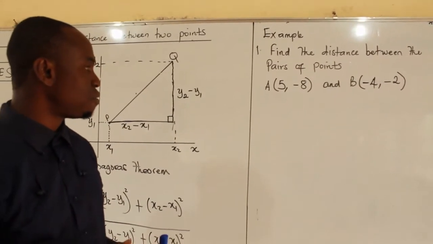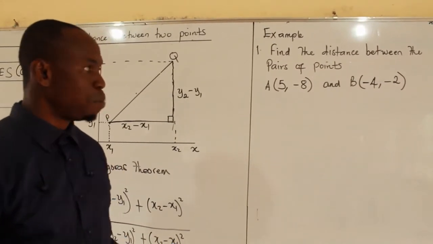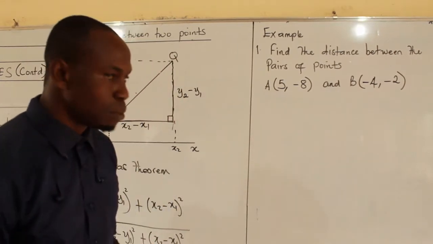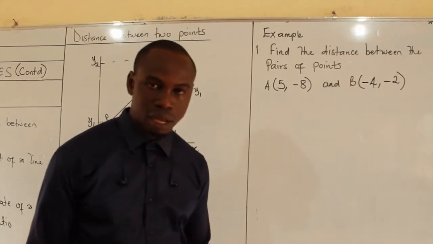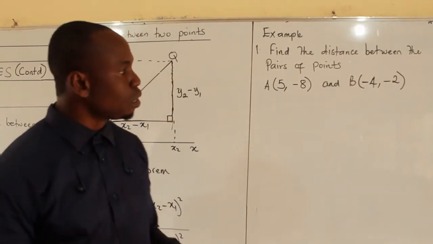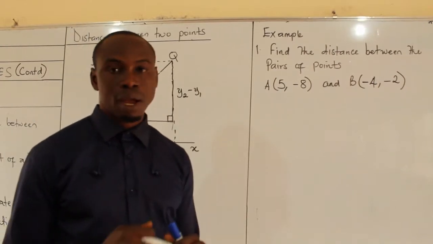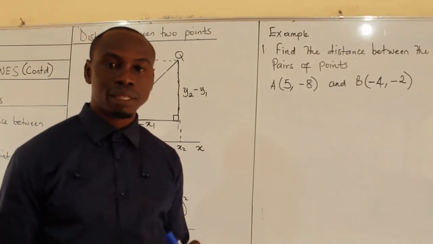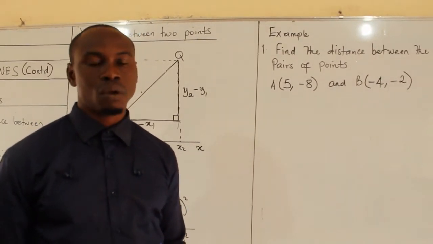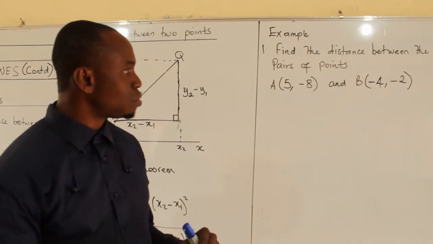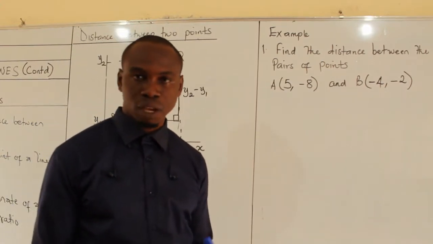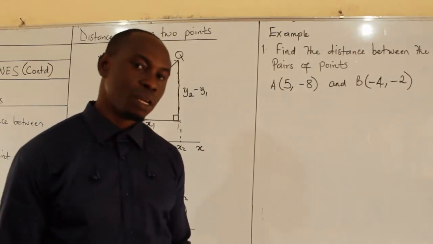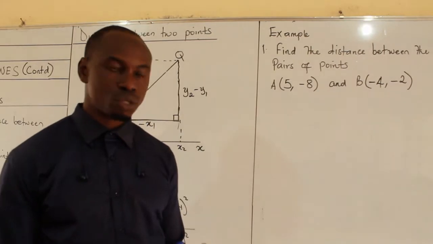A is 5 and minus 8, and B is minus 4 and minus 2. Most times, you will be asked to leave your answer in surd form. So in situations like this, we are going to be leaving our answer in surd form because mostly we don't get perfect values. We just don't get values that will have perfect square roots. So in case you see a question around straight line, it is best you leave your answer in surd form.